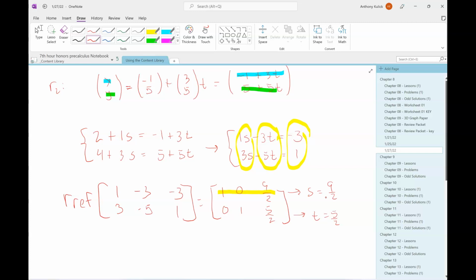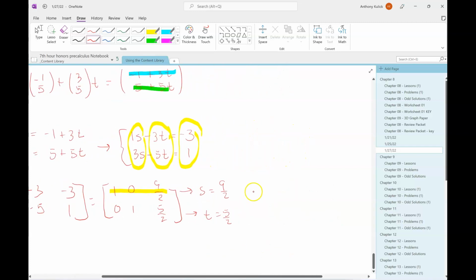Now, does that mean that the solution or the intersection of these two lines is the point 9/2, 5/2? No. It does not. S and T are not coordinates for points. S and T were parameters that I used to generate points with my vector line equations. What's special about this S and this T is that when I plug them into the appropriate vector line equation, it will give me the same point, i.e. the intersection.